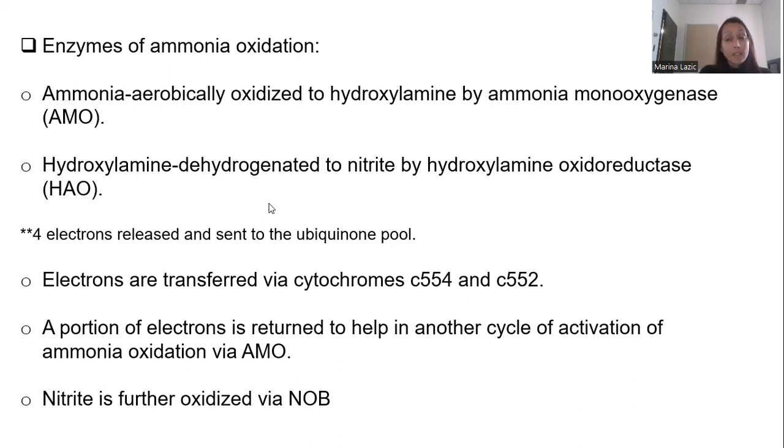Now, when this conversion happens from ammonia to hydroxylamine, from hydroxylamine to nitrite, 4 electrons are released and sent to the ubiquinone pool. Ubiquinone is a part of the electron transport chain. Those electrons are transferred to ubiquinone through cytochromes 554 and 552. Those two cytochromes are very specific and very important for ammonia oxidation. A portion of these electrons is then returned from the ubiquinone pool, and it's helping ammonia monooxygenase to activate ammonia and to convert ammonia to hydroxylamine. And then you have production of NO2 minus, which is oxidized later by nitrite oxidizing bacteria to nitrate.